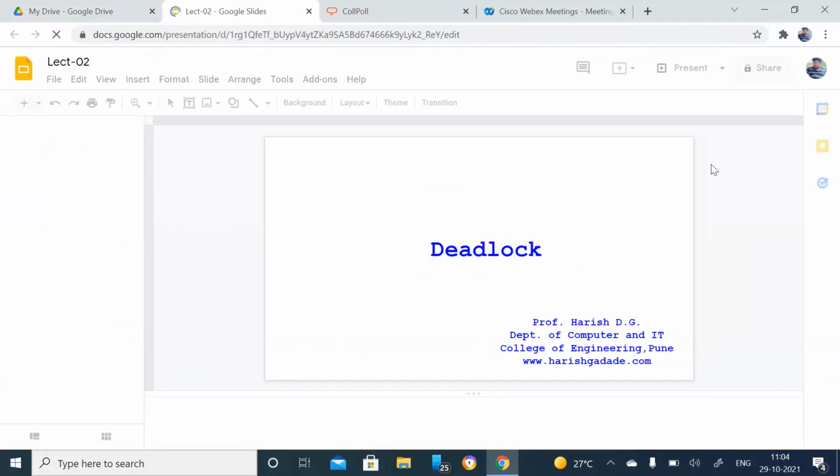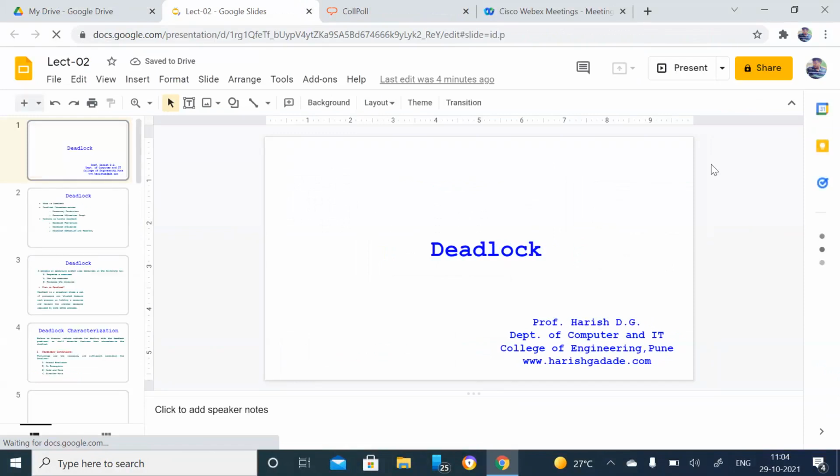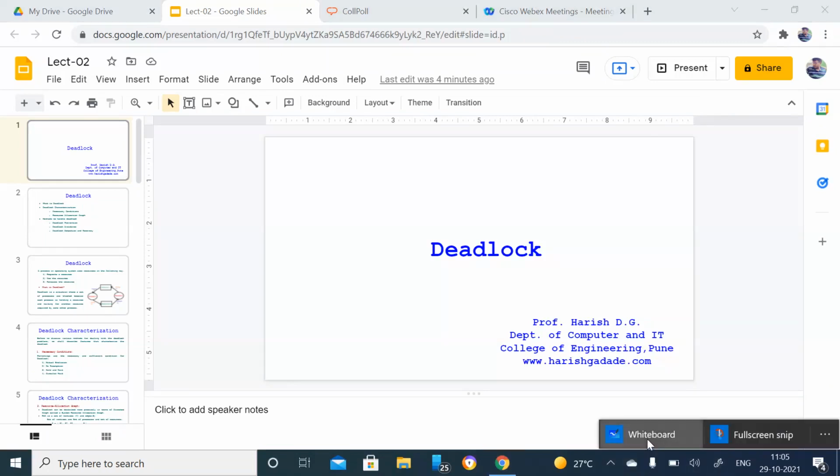We have started with the deadlock handling methods, right? I think we have completed two of the methods. Today we'll go with deadlock avoidance, and the last one is deadlock detection and recovery. So I'll directly open this whiteboard.